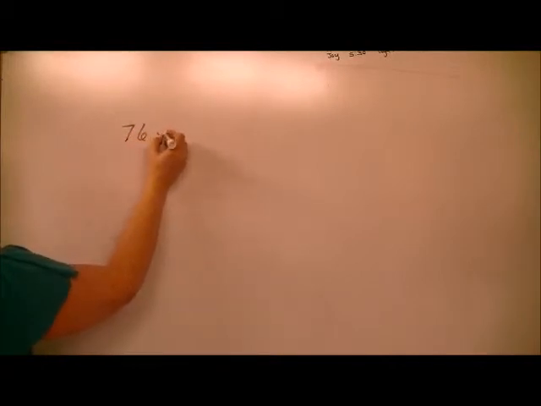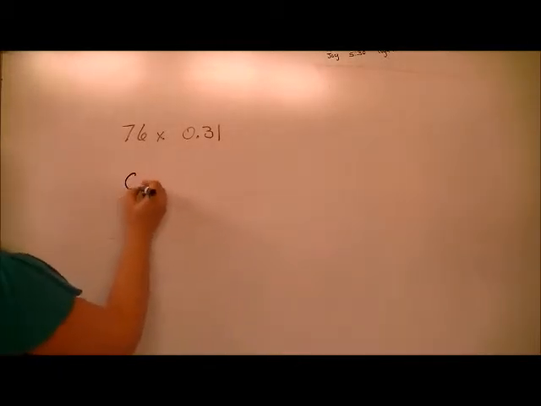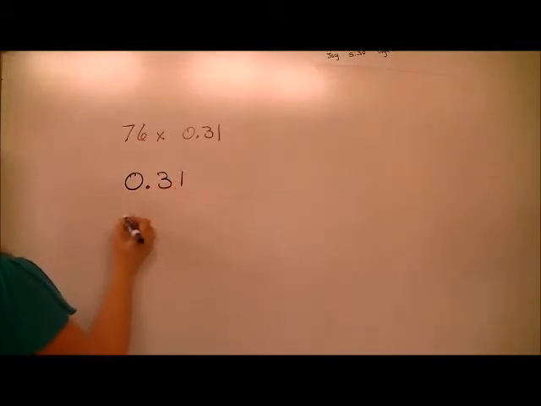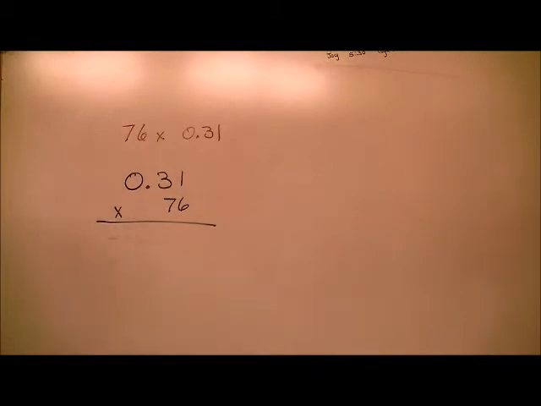Let's say that you had 76 times 0.31. Alright, so when I look at this, I see that the first number has 2 digits and the second number has 3 digits. So I'm going to put the number that has the most digits on top. It doesn't matter in multiplication which number goes on top and which number goes on bottom. So this is the easiest way to work with this problem.